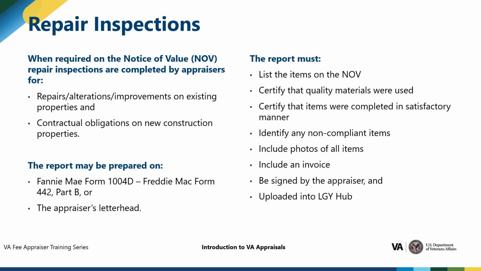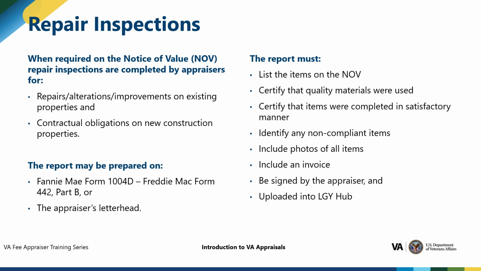When required on the NOV, repair inspections are completed by the appraiser for repairs, alterations, or improvements on existing properties and contractual obligations on new construction properties. The lender will notify the assigned appraiser directly to request a repair inspection. While lenders have the option to certify repairs for existing or new construction properties, any repairs involving lead-based paint must be inspected by a VA appraiser.